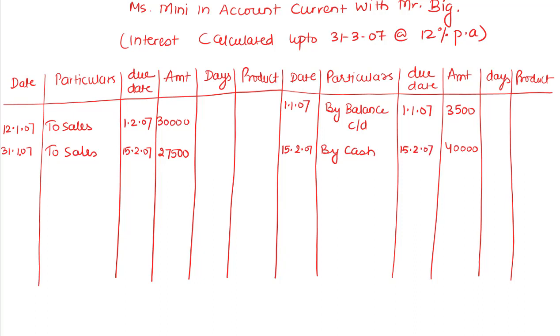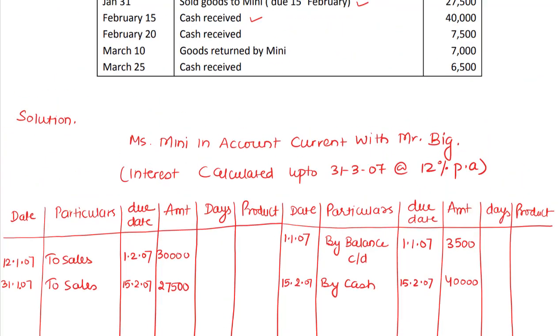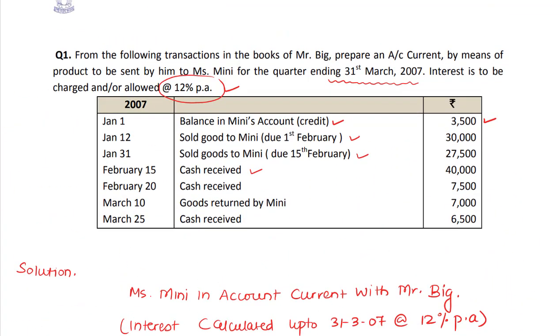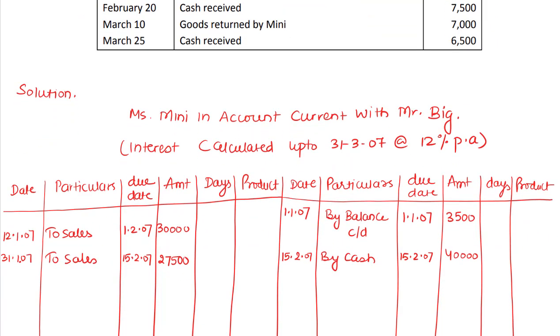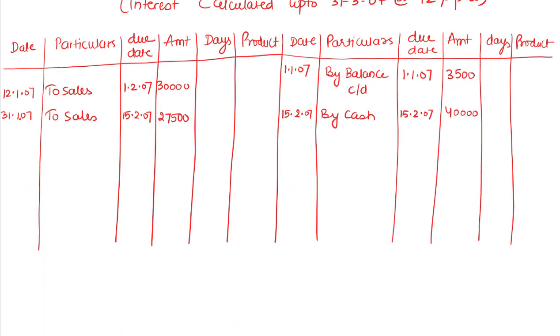Same will be the due date, 15th February 07. Next, 20th February, buy cash 7,500. 20th February, buy cash 7,500. Same will be the due date.